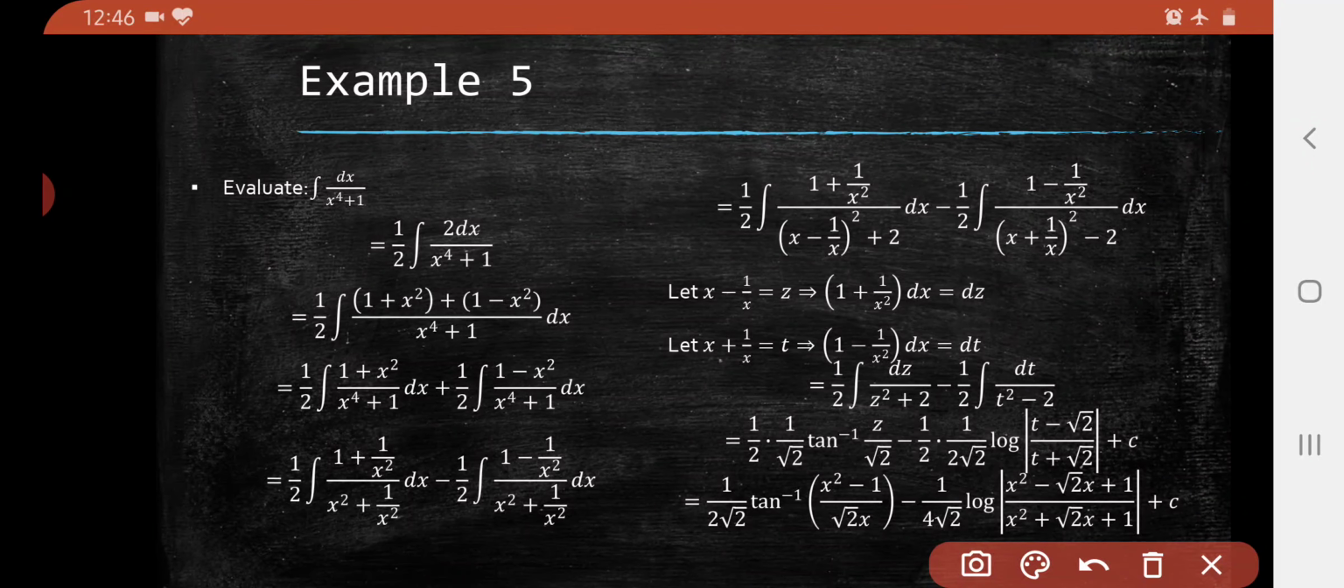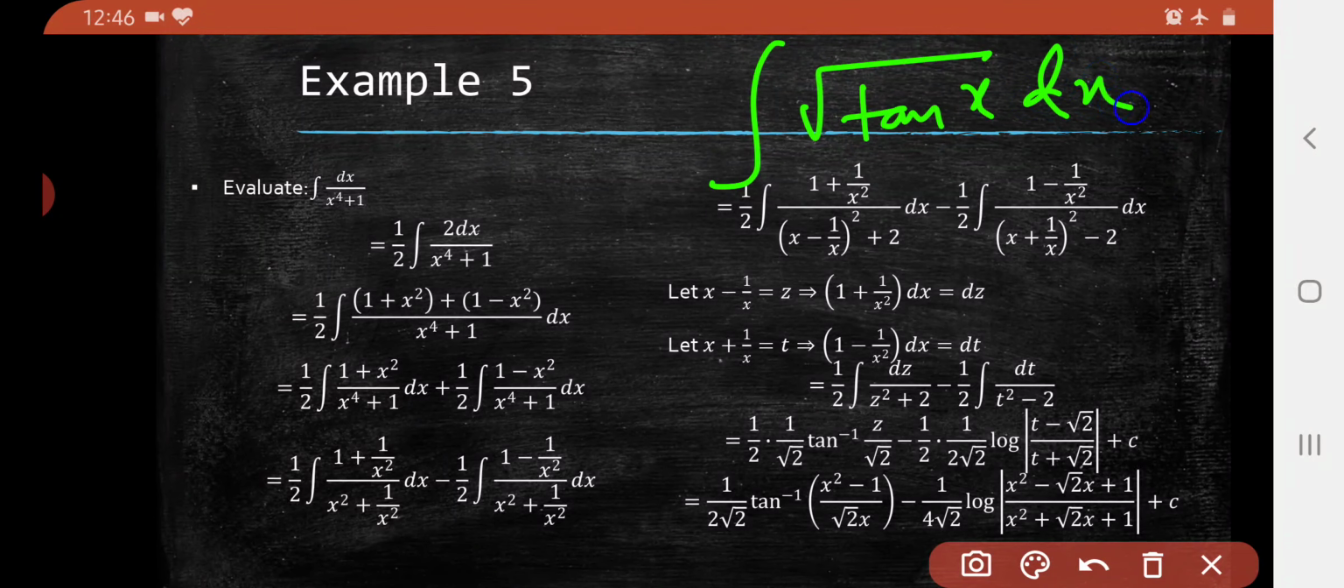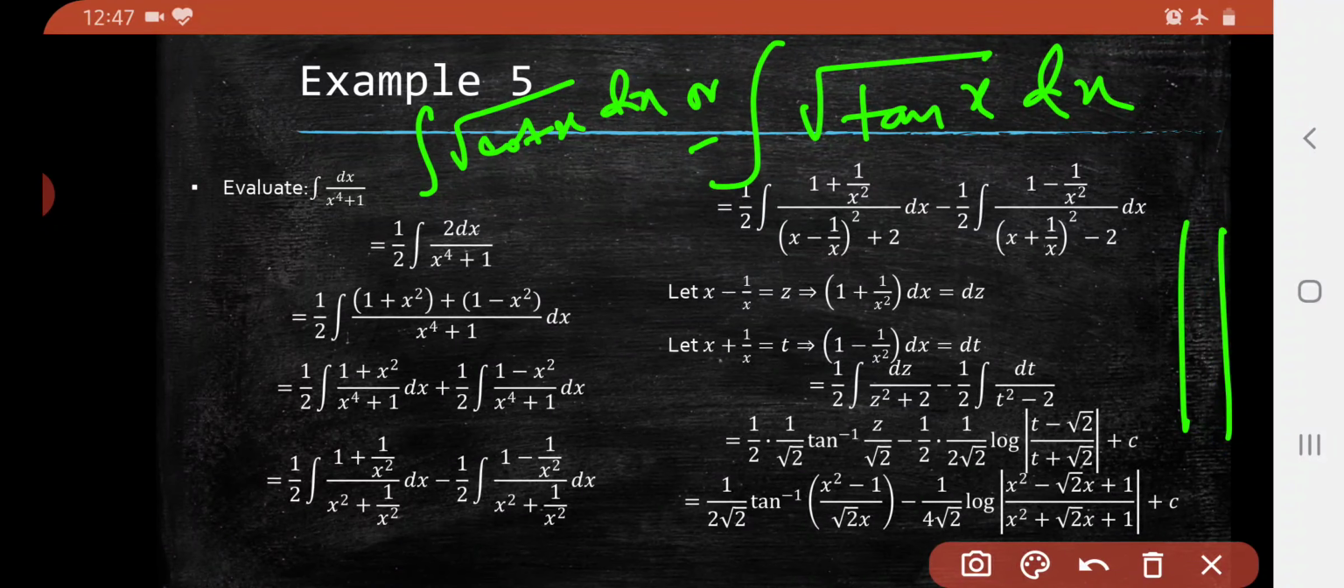Now there is another problem which I am just writing here. You can try solving the integration of root over tan x dx or the integration of root over cot x dx, whichever one you can solve. They will be solved in this particular method only. If you try doing it using partial fraction, it will take you a really long time. The whole problem will become very big. But if you try applying this technique, you will see that it is becoming very easy to solve.